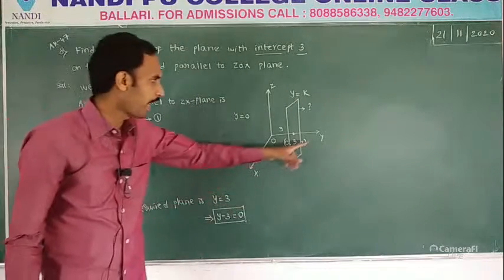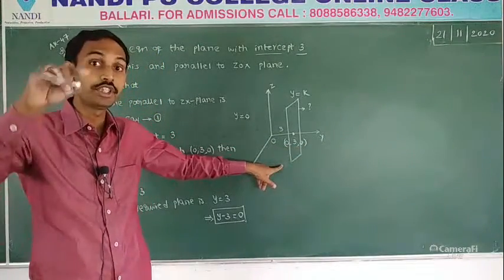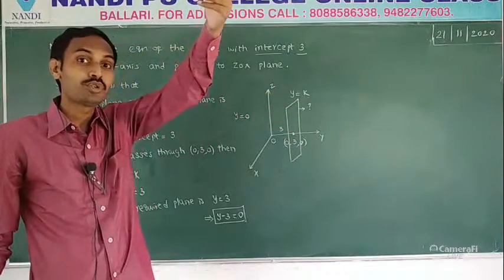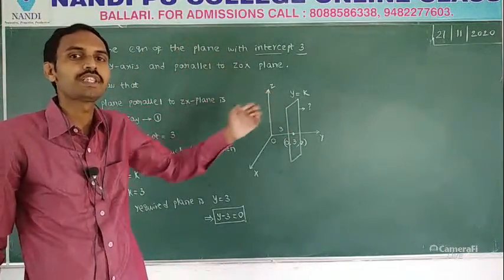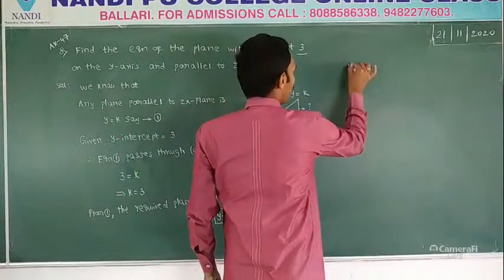Any plane parallel to the xy plane has the formula z equals k. Any plane parallel to the yz plane is x equals k. To get k, they will give something in the problem. Okay, right. One note point we are giving. Note.